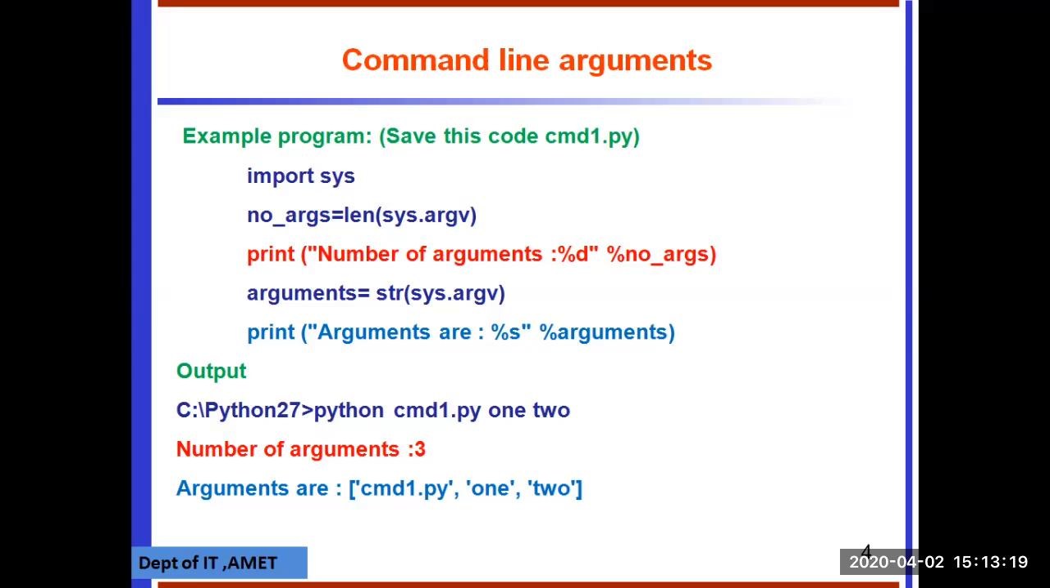The red color print statement displays the red color output. And then, what are the arguments you passed? I passed 3 arguments: cmd1.py is the first argument, 1 is the second argument, and 2 is the third argument. That is also displayed by the sky blue color print statement. So this is the output of our command line argument. We will see it in more detail in the next slide.